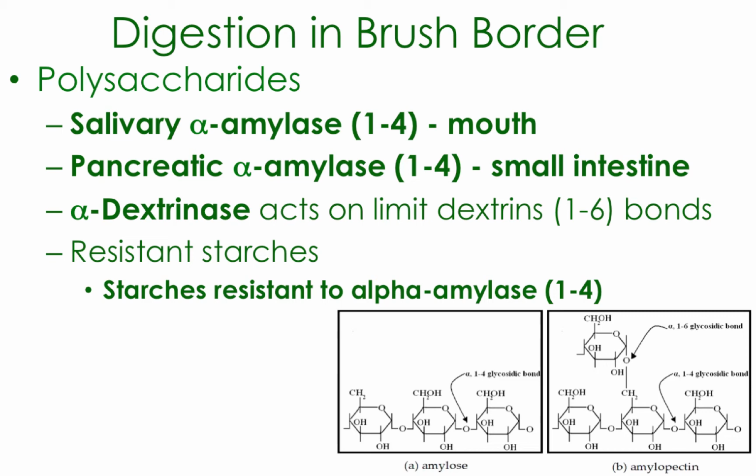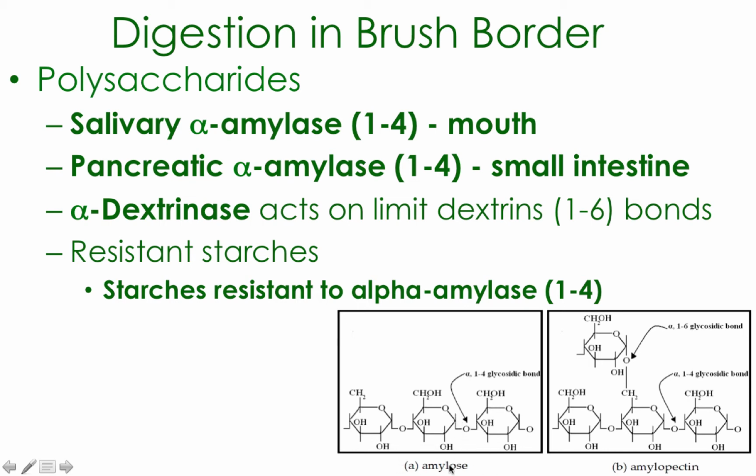So we have our amylases, so salivary and pancreatic amylase. These are alpha 1,4 amylases. So 1,4 meaning, as you already know, the linkages, the glycosidic bonds that occur. So again, the fourth carbon on one glucose and the first carbon on the next.